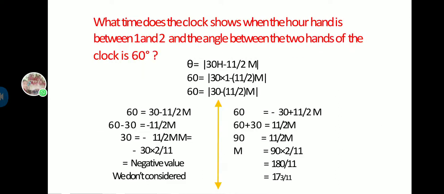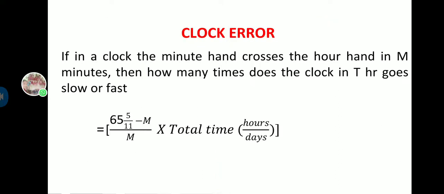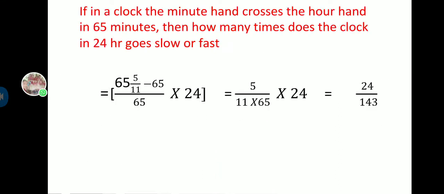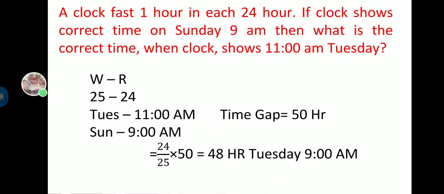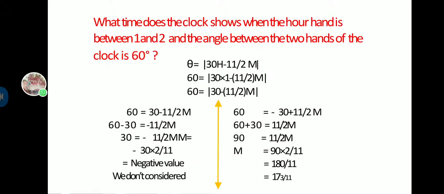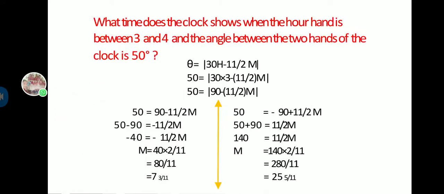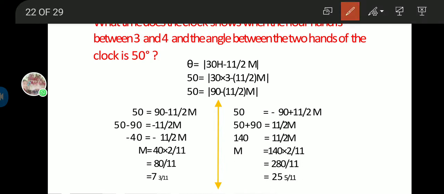We have a trick here. I'll show you what the trick is. What does the clock show when the hour hand is between 3 and 4? So you just imagine like this.